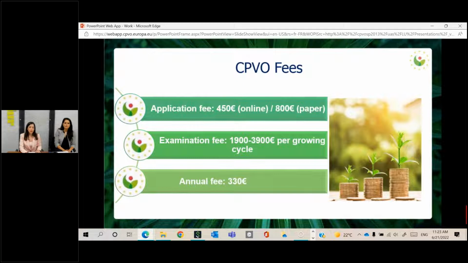And then also to mention the fees. There is an application fee of 450 euros for online applications. It's almost double if the applications are made on paper, although nowadays we have almost no paper applications. And for the technical examination, there is a fee ranging from 1,900 euros to almost 4,000 per growing cycle, and this depends on the species. Also important to mention, if a holder wants to maintain the right in the register, then this breeder needs to pay an annual fee of 130 euros.